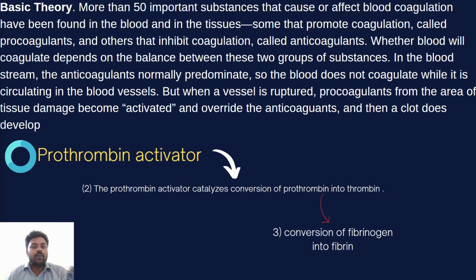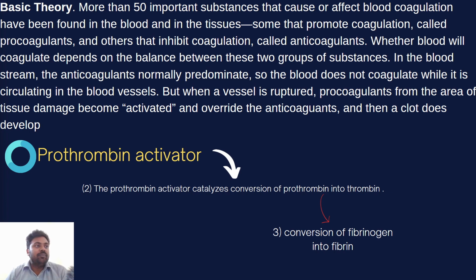Today we will discuss blood clotting. So, basic theory: more than 50 important substances can cause or affect blood coagulation. There are procoagulants and anticoagulants in our body. The balance between these groups of substances will decide whether the blood will clot or not.